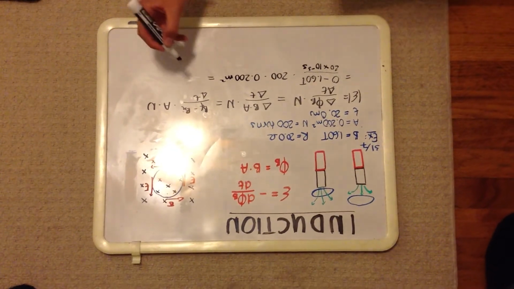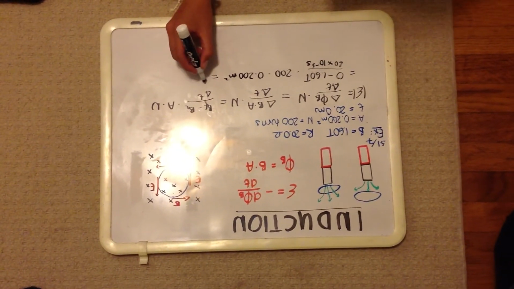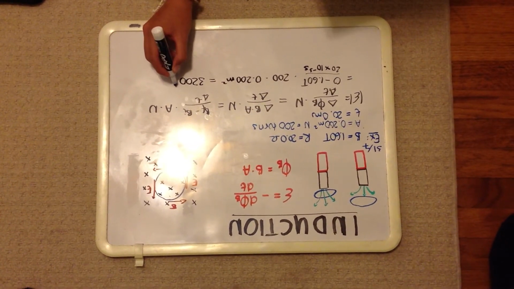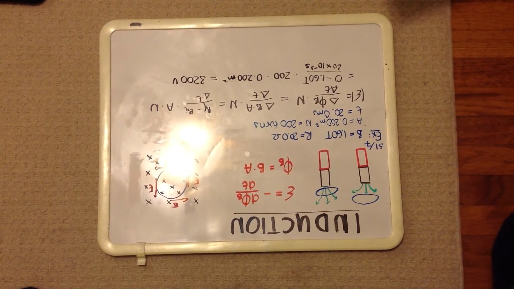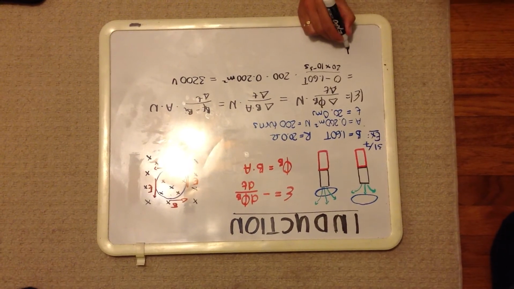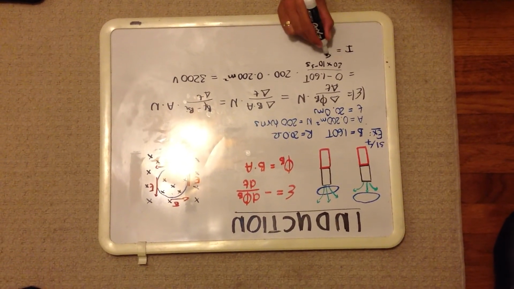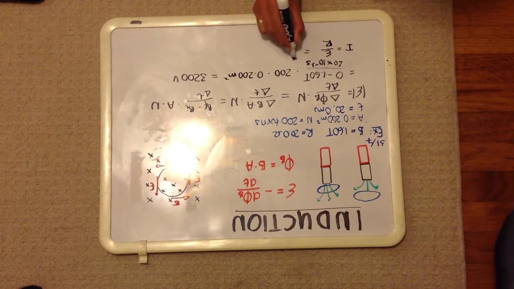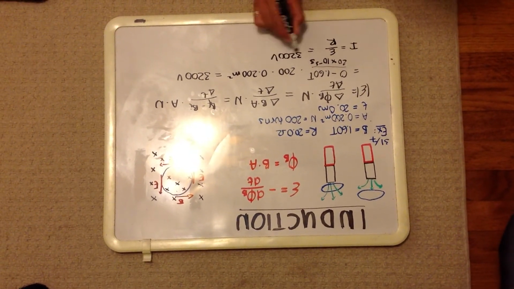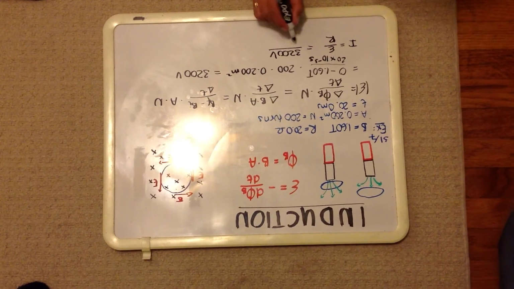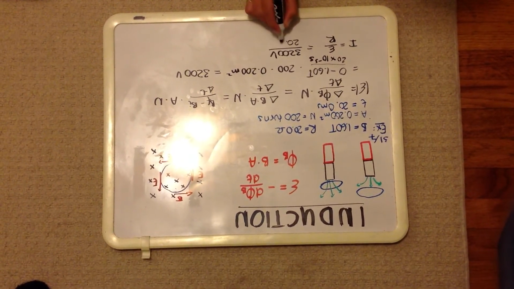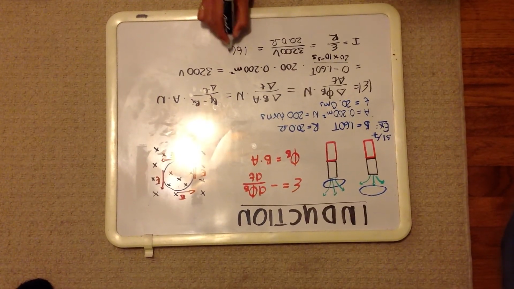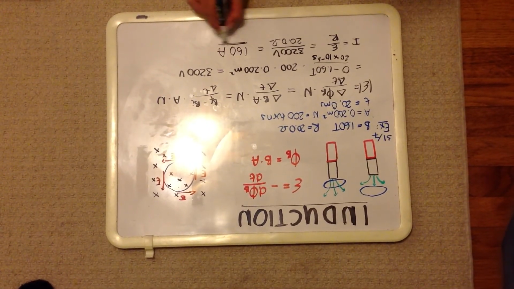And this will give you an EMF of 3,200 volts. And to calculate the current, you use the current is equal to the EMF over the resistance. The EMF is 3,200 volts over the resistance, which is 20.0 ohms, which equals 160 amps. This is your final answer.